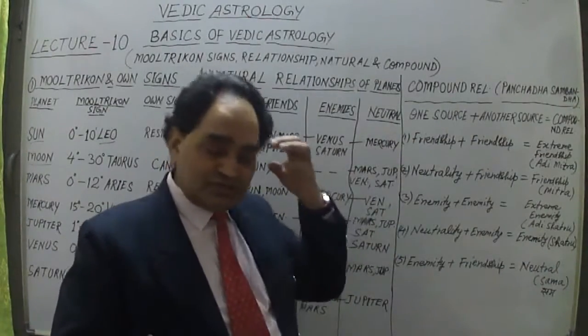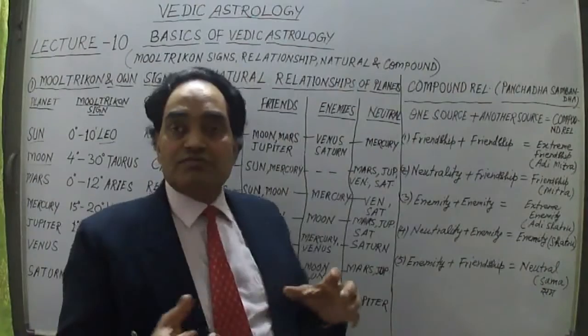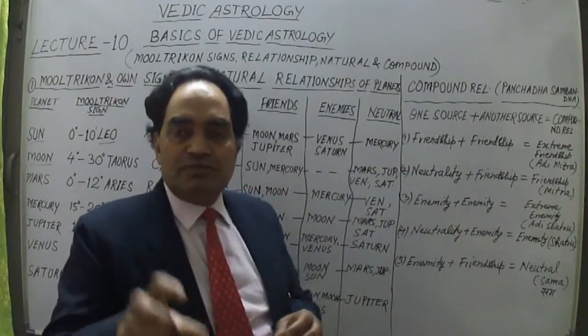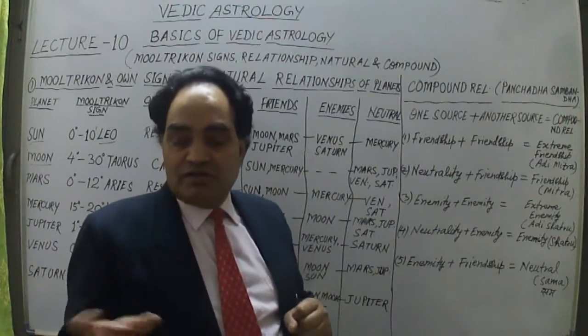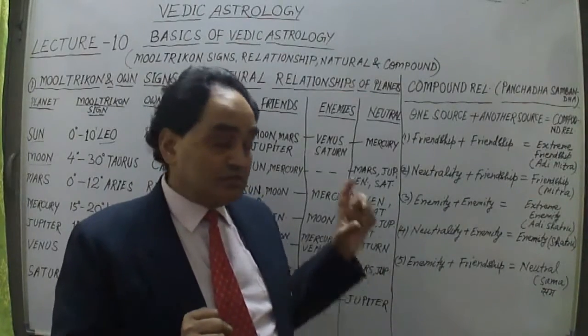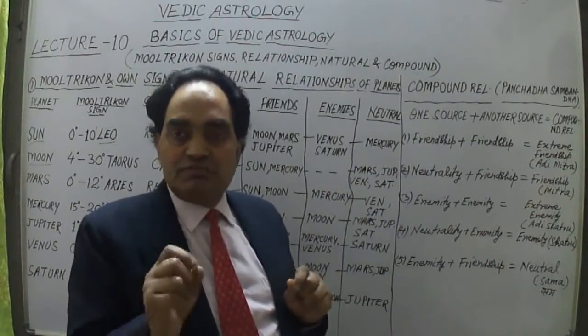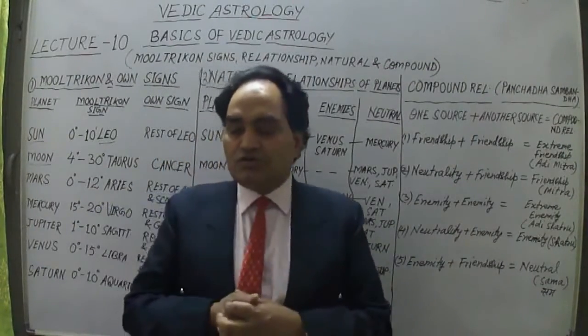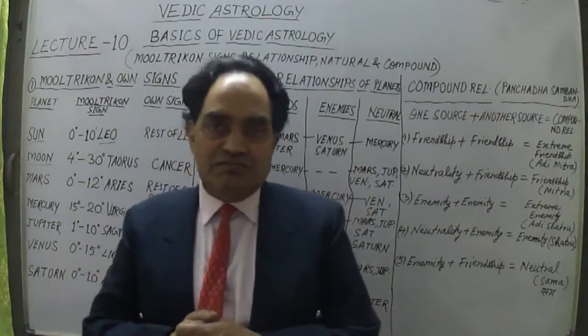Now what is the use of this, right? If we know the relationship among the planets, and suppose a planet is placed in a person's horoscope in a particular sign, in which degree we have to understand up to which degree it is lying, what is the longitude of that planet, at which degree it is lying, right?